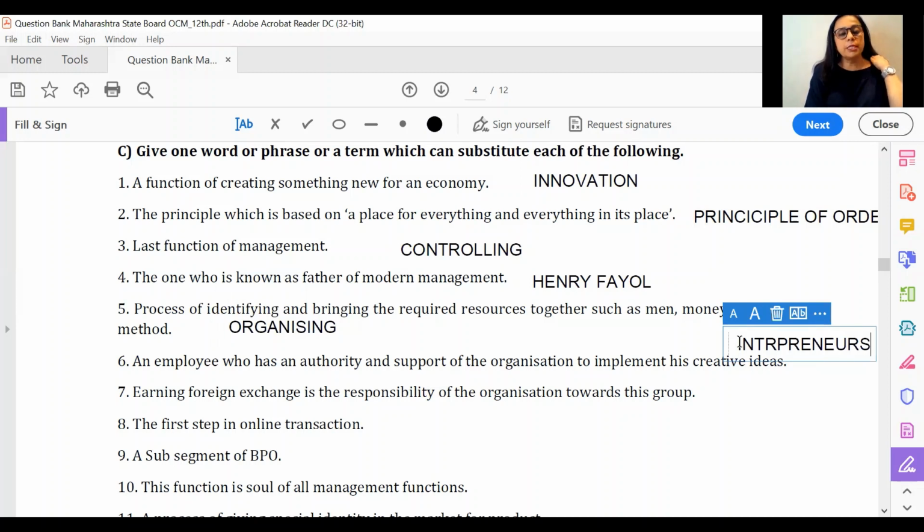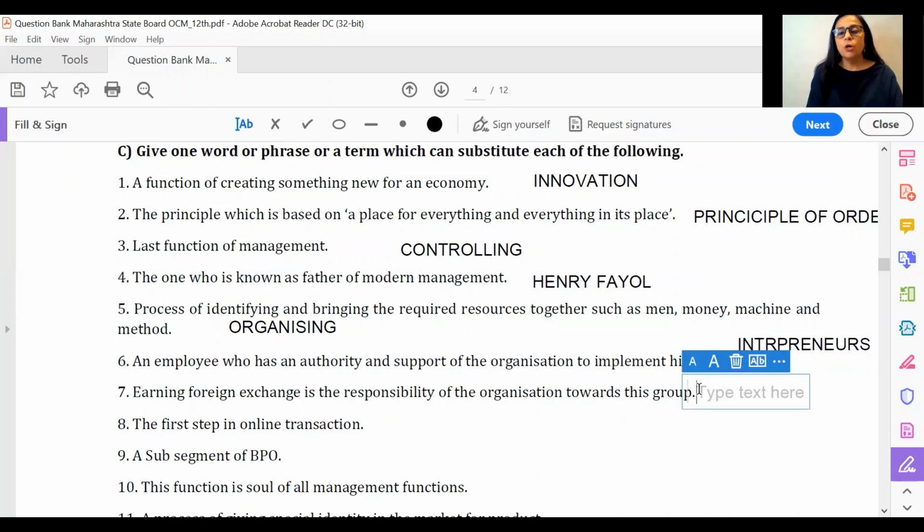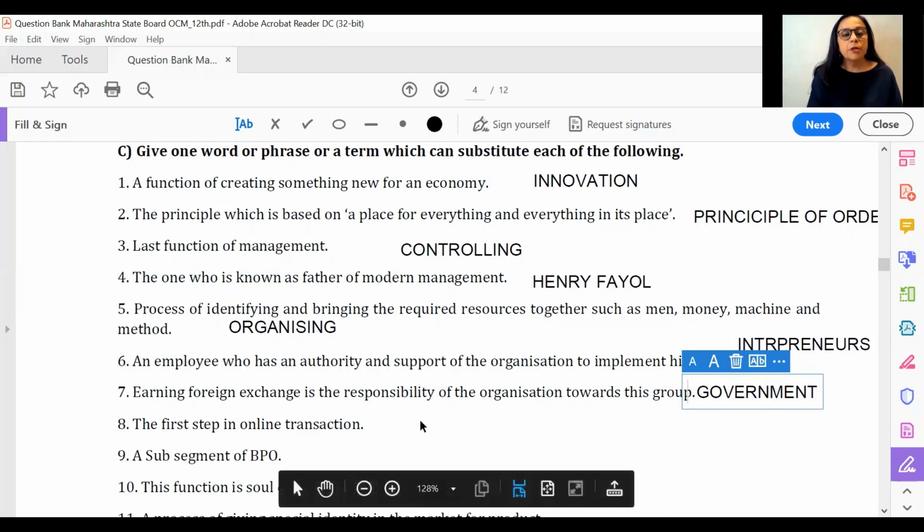You see objective number 7, earning foreign exchange is the responsibility of this group. Obviously, we are talking about responsibility towards government. So please make sure that you write either only government, or since the question says this group, you may write government, or even responsibility towards government; both are correct.